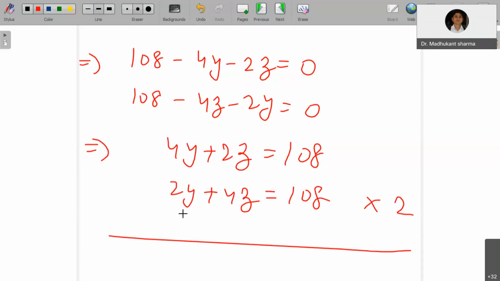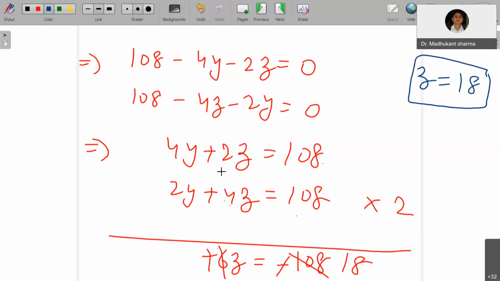Okay, so this will subtract, the y terms are going to be 0, so it's going to be 2 minus 8, that is minus 6z, equals 108 minus 216, right? So it's going to be minus 108. Okay, so this will get cancelled, and this is going to be cancelled also, right? So z equals 18. Okay, so this gives you z equals 18.